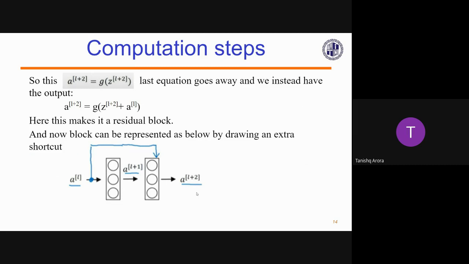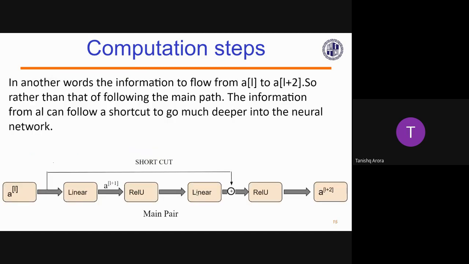So we jump from A[l] to A[l+2], and a magical skip path is developed. This skip path is also known as the shortcut path. So we can draw it over there. The main path can be skipped, and a shortcut path is generated in our layer. This block of A[l] to linear to ReLU to linear to ReLU can be summed and made into a single residual unit, and it can be replaced by a single residual unit.